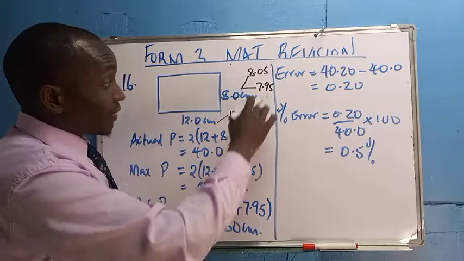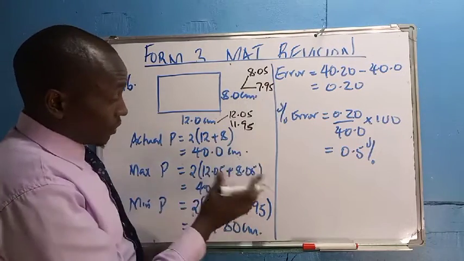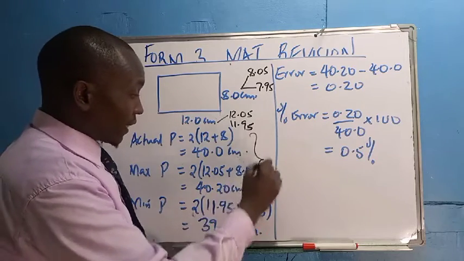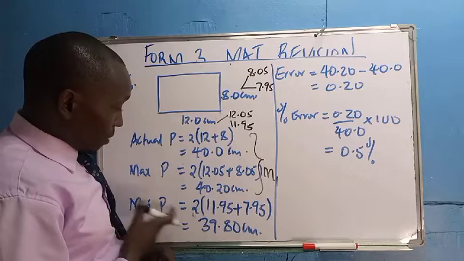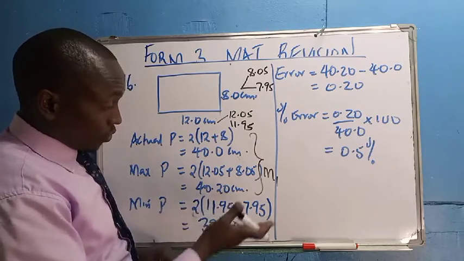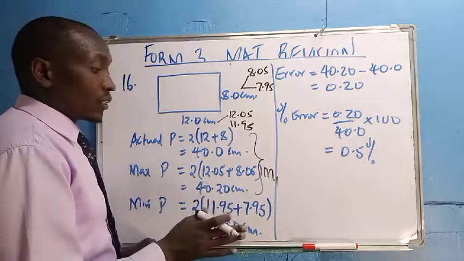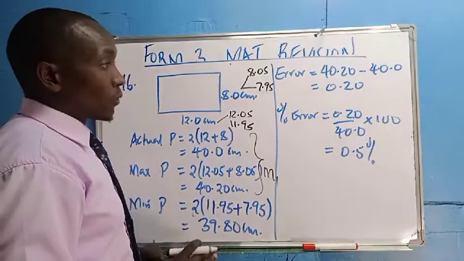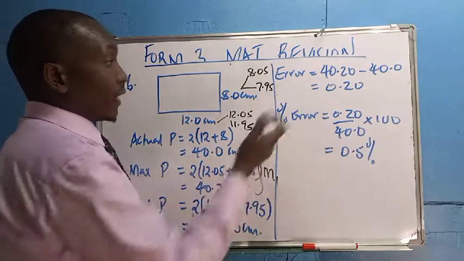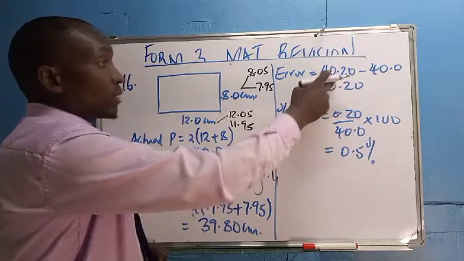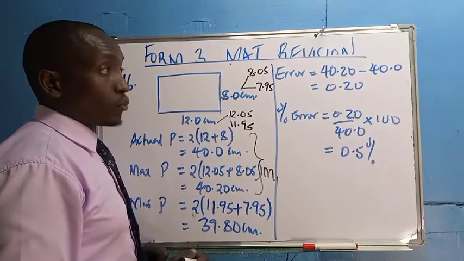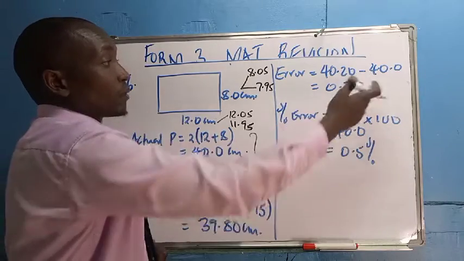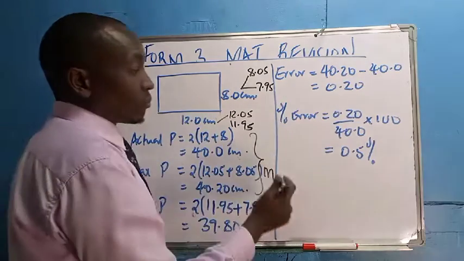Okay, so with that, I'm able to work out the maximum possible perimeter: the maximum length plus the maximum width, times 2. And by working out any of the two, you get a mark. You can decide to do the minimum perimeter as well, though maybe in this case it will not be necessary to do both, but you can do both. Then get the error: the maximum possible perimeter minus the actual perimeter. Or rather, you can do the actual perimeter minus the minimum. The answer will be the same.